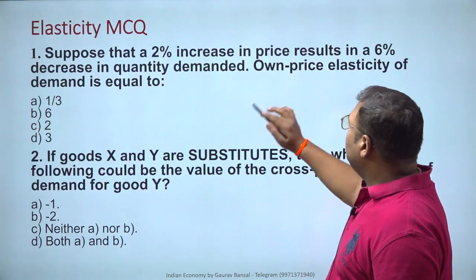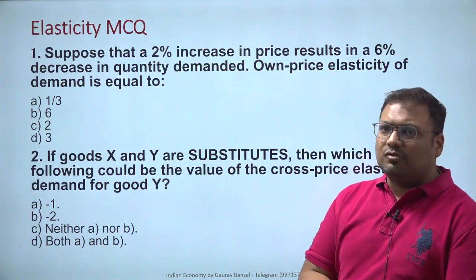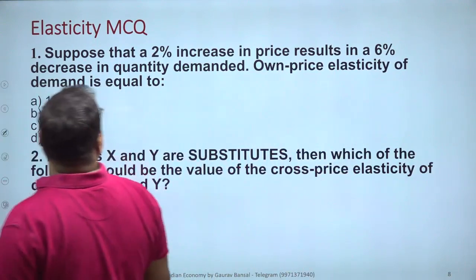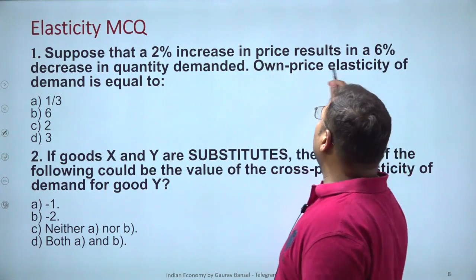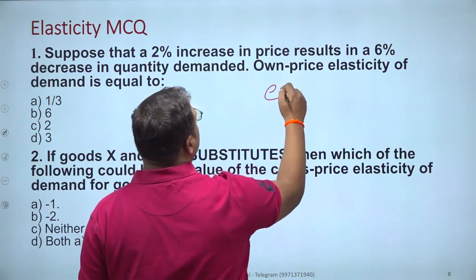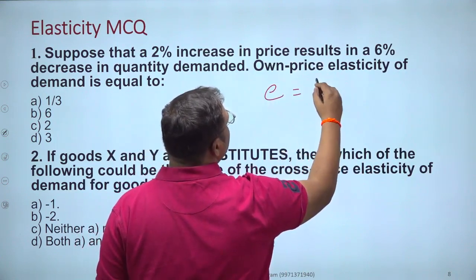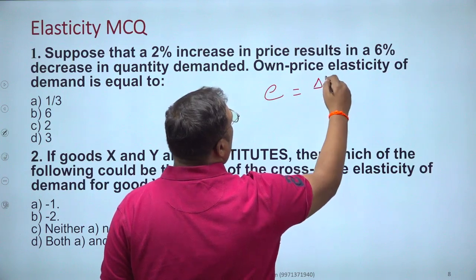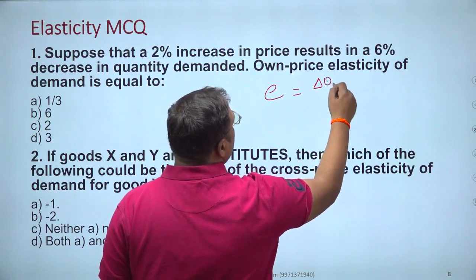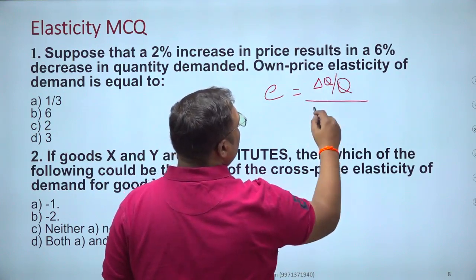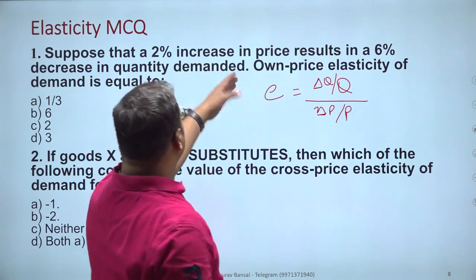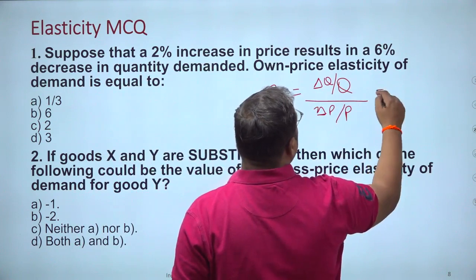Now, first question is, suppose that a 2% increase in price results in a 6% decrease in quantity. What is elasticity? That is proportional change in demand. How do we define this? Change in demand divided by original demand, divided by change in price divided by original price. Since we already have percentage, we get it. Demand changes by 6%.